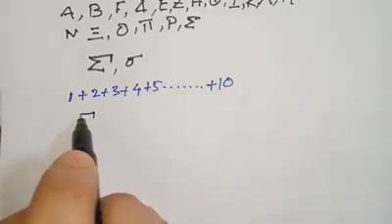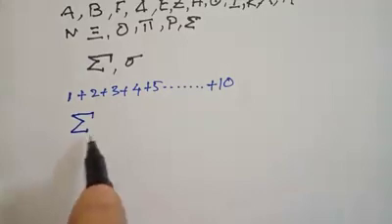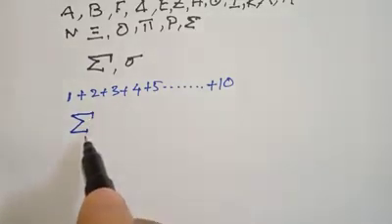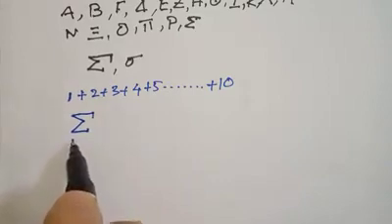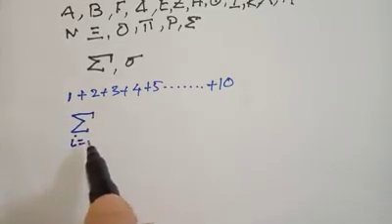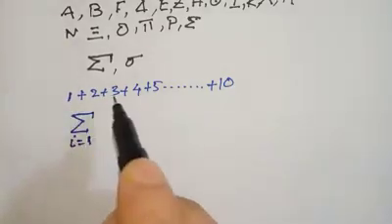We write sigma, then we use an index. Indices are those which are varying, so generally it can be M or K or N, anything. But currently I am using i equals 1. That means it will start with 1.